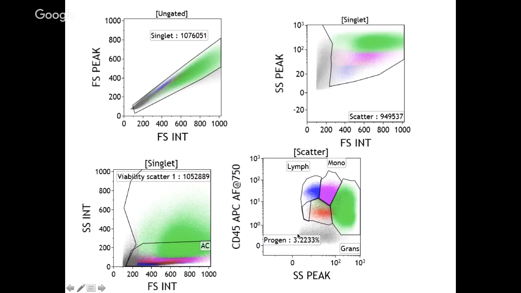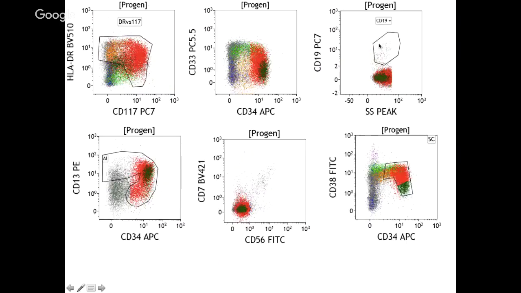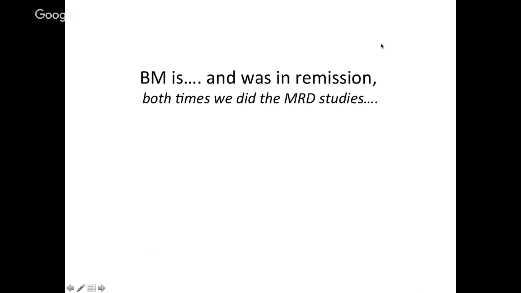The progenitor has very few cells now, 3% cells, which might have hematogones and some blast, myeloblast, normal myeloblast. And we did the markers: some basophils, some dendritic cells, plasmacytoid dendritic cells, and these are the normal myeloblasts. Normal myeloblast patterns of HLA-DR, 34, 19 negative, 56 negative. So basically to conclude, the first bone marrow post-induction was in remission and the second one is also in remission. However, in the first we had 22% blasts, but these were normal myeloblasts.